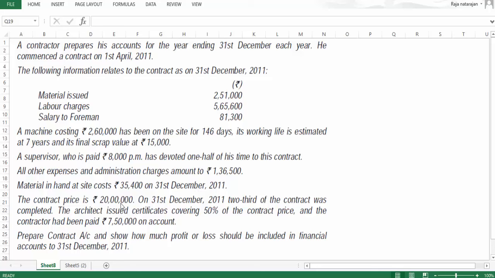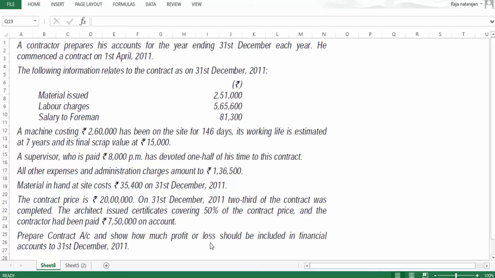The contract price is 20 lakhs. On 31st December 2011, 2/3 of the contract was completed. The architect issued certificates covering 50% of the contract price and the contractor has been paid 7,50,000 on account. Prepare contract account and show how much profit or loss should be included in the financial accounts to 31st December 2011.